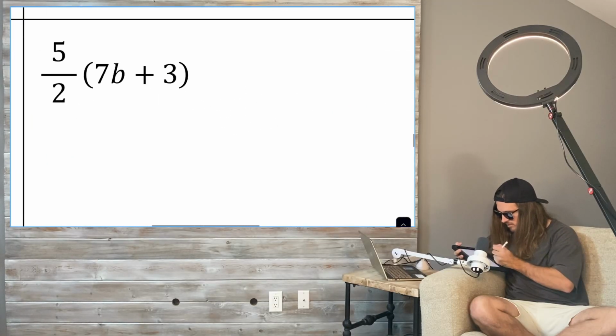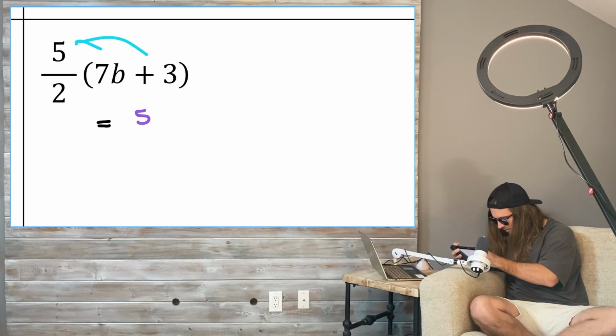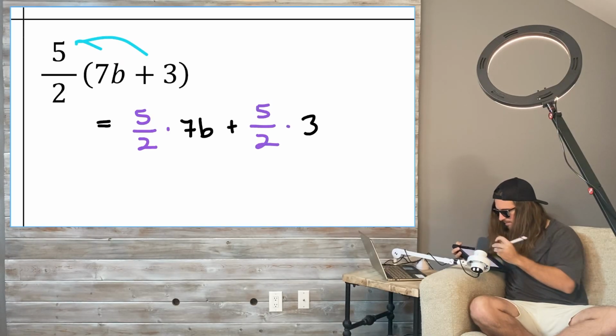Another one with a fraction. I'm going to distribute the fraction. Distribute. And let's color code this. Keep track of everything. So I need to multiply the 5 halves times the 7b. And I need to multiply the 5 halves as well to the 3.